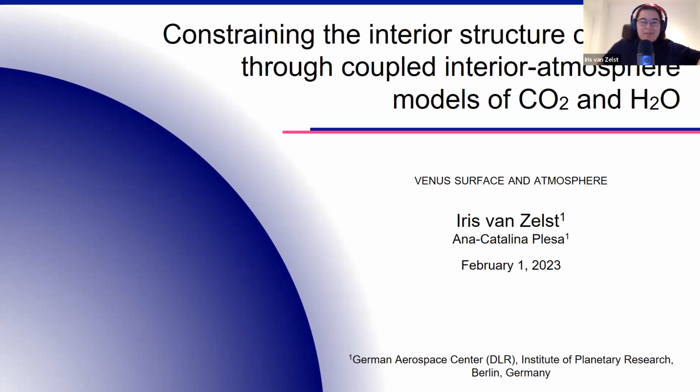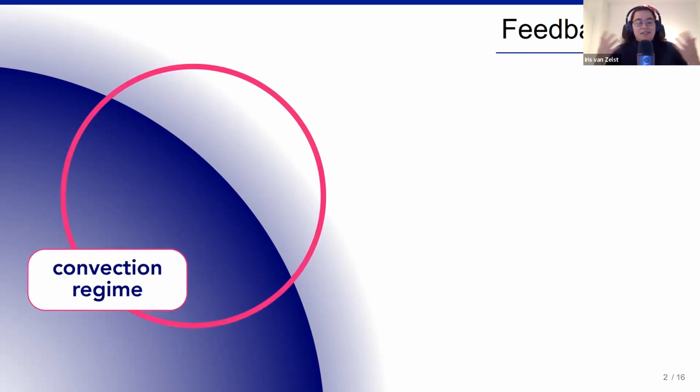So, just to introduce the topic, there is this feedback loop between the interior and the atmosphere. And the first ingredient is the convection regime. This can be different things. It can be a mobile lid or some form of plate tectonics as we know it on Earth, or something different, a stagnant lid, or nowadays people like the plutonic squishy lid with some delamination tectonics, anything really.